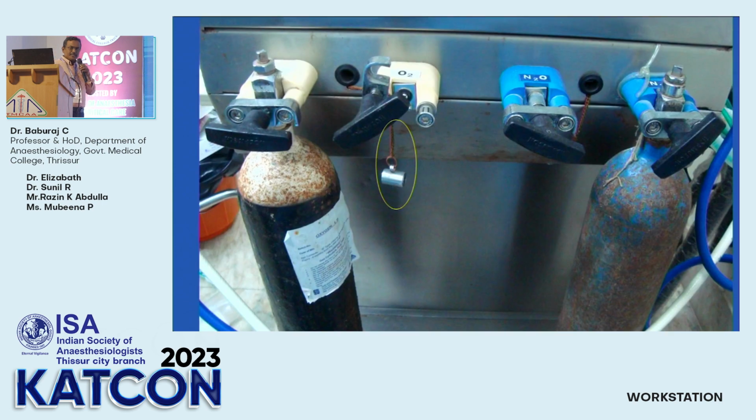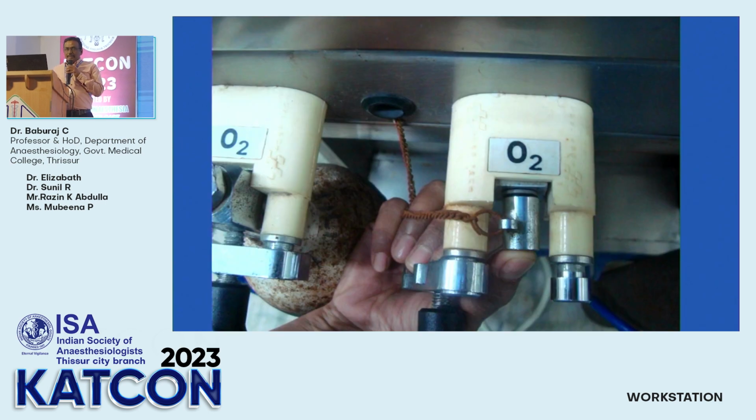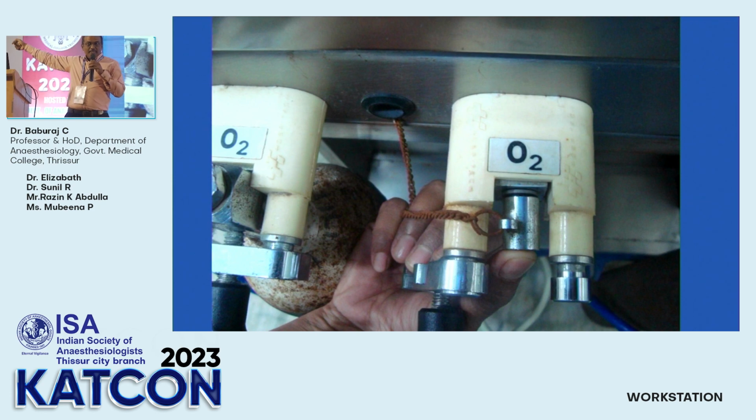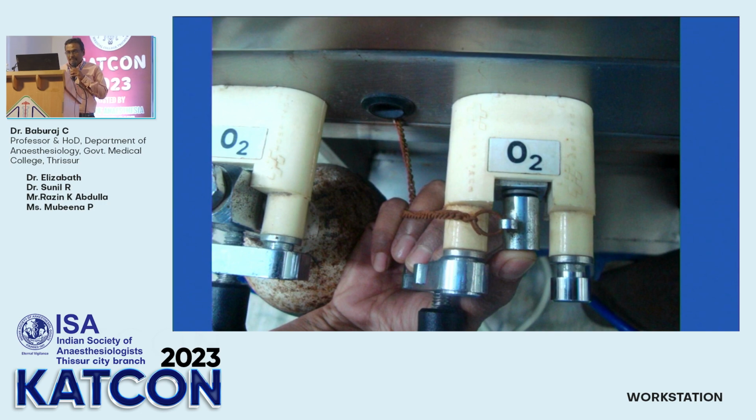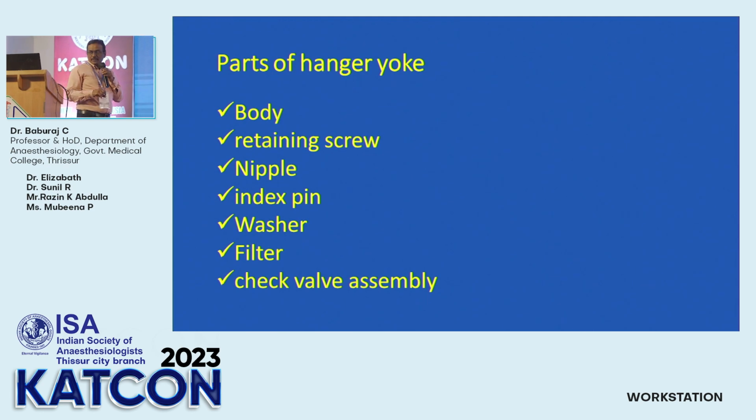And what is the function of this? Have you seen this? What's the name of this thing? This is called a yoke plug. The function of the yoke plug is that you can close the inlet when there is no cylinder. I spoke about the unidirectional valve, but sometimes it may fail. So there is a chance that the gas can go back into the cylinder. If there is no cylinder, there is a chance of gas just escaping out. So to prevent that, you have to put a yoke plug. You can see a chain also. So these are the parts of the hanger yoke: body, retaining screw, nipple, index pin, washer, filter, and check valve assembly.